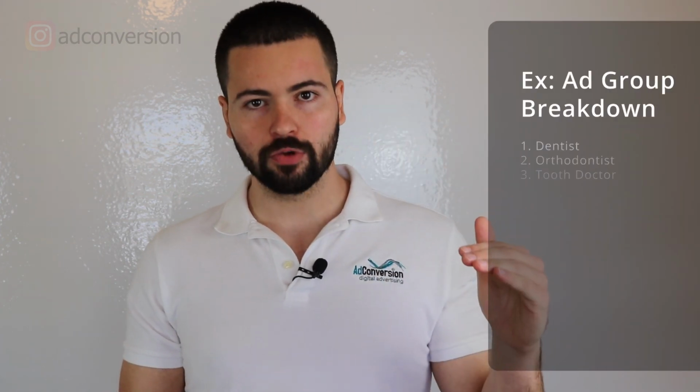So now what you want to do is look through that list and pull out the different ways that people search for your business and create them into ad groups. So for example, maybe one ad group is going to be Miami dentist. The second ad group is going to be Miami orthodontist. And then the third ad group will be Tooth Doctor Miami, or just Tooth Doctor, for example.